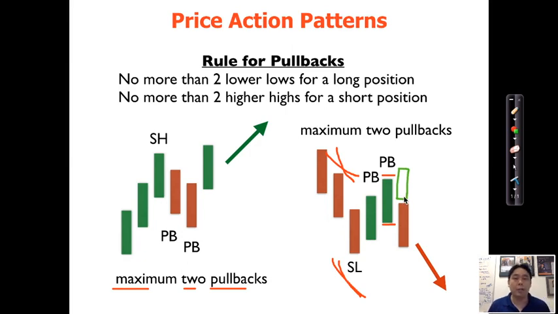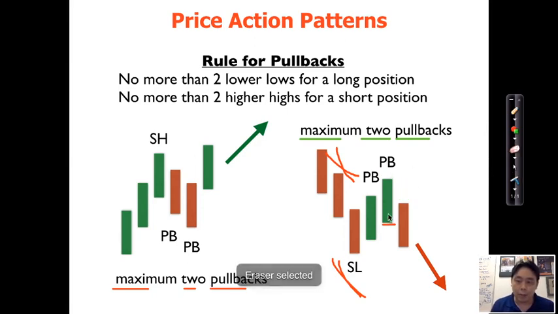What happens? That's right, the trade is invalidated because, again, maximum of 2 pullbacks. More than 2 pullbacks, we cancel the trade. We look for another trade, right? Okay, so I hope that's a lot clearer for you guys.